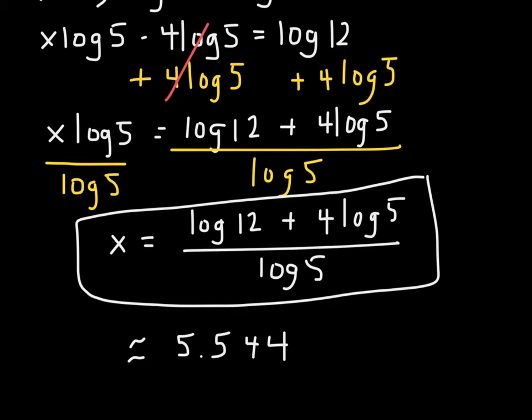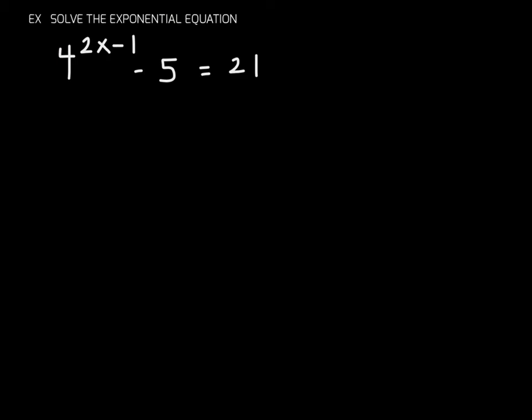Let's move forward. We've got 4 to the power 2x minus 1 minus 5 is equal to 21. Similar to the previous example, I want to isolate my exponential expression, so I'm going to add 5 to both sides. That will give me 4 to the power 2x minus 1 is equal to 26. I'm not going to be able to use strategy 1, which is get the same base on both sides. I'm going to log both sides.